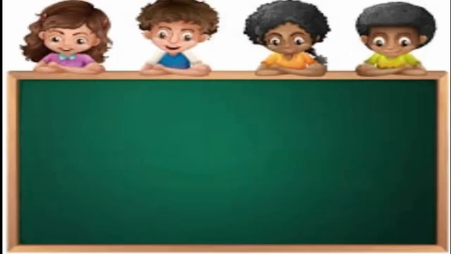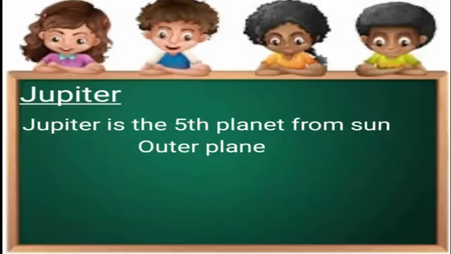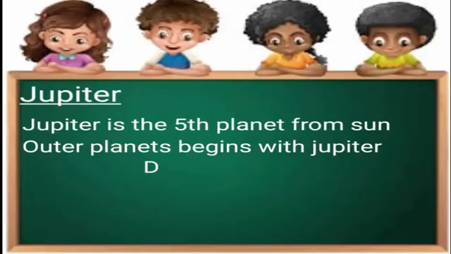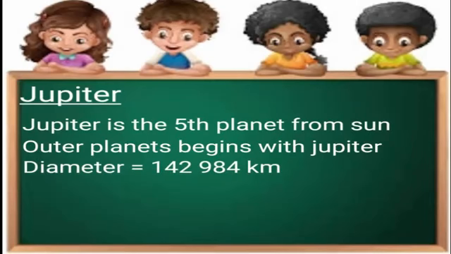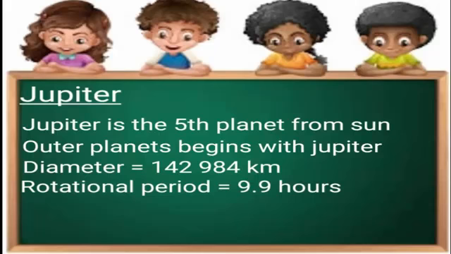Next we are going to learn about the planet Jupiter. Jupiter is the 5th planet from the Sun. Outer planets begin with Jupiter. The diameter of Jupiter is 142,984 kilometers. Rotational period of Jupiter is 9.9 hours.